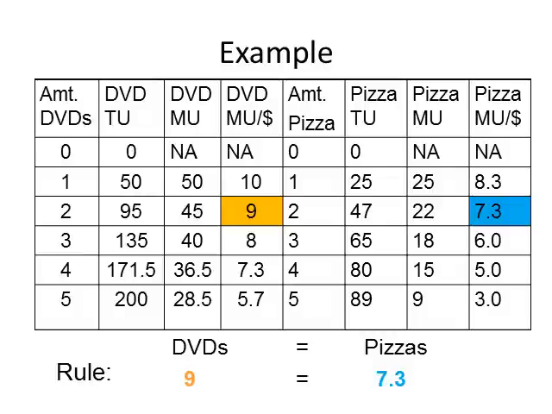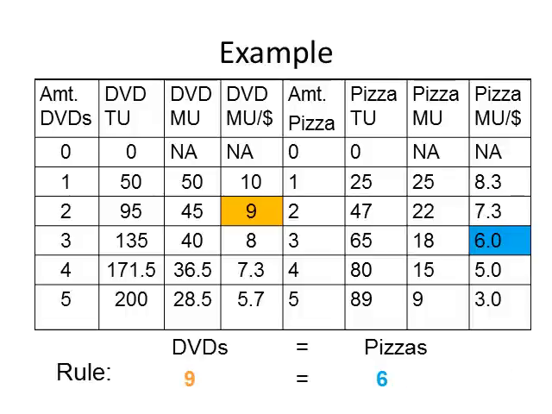Moving one row down the pizza MU divided by dollar sign column, the DVD MU divided by dollar sign is 9, and the pizza MU divided by dollar sign is 7.3. Since 9 is not equal to 7.3, Colleen will choose not to consume at this point.